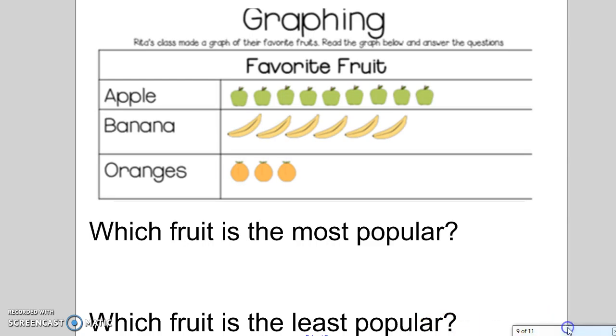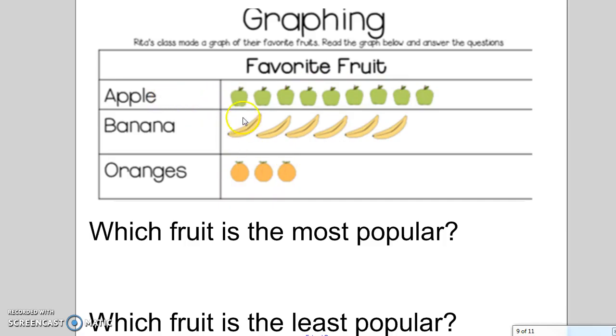If you look at this graph, it's graphing favorite fruit. The options are apple, banana, oranges. So if we look, we see that there's apples right here, bananas going across, and oranges going across. And each fruit represents one vote. So this first question says, which fruit is the most popular? The word I'm focusing on is most.